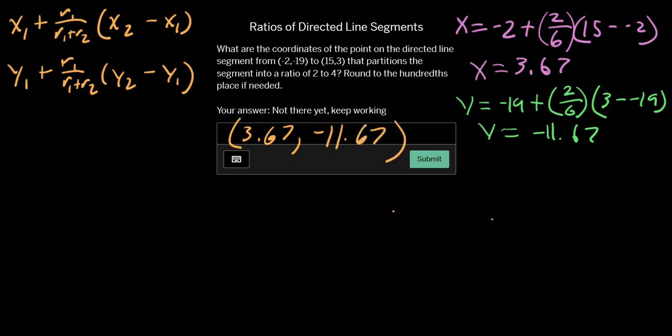2 to 4 is less than halfway. It's 2/6 of the way, as you can see with the fraction over there, so 1/3. So my point should be in between the two coordinates I'm given, but not exactly halfway in the middle. It should only be up a little bit from that first position, which this one is.